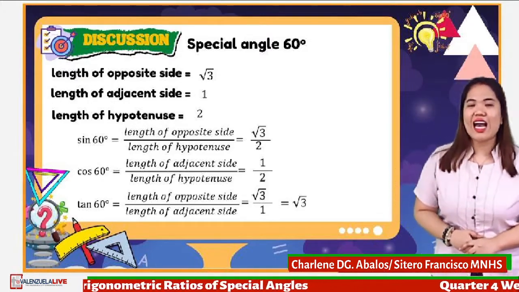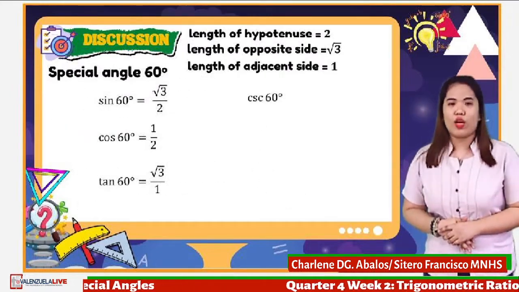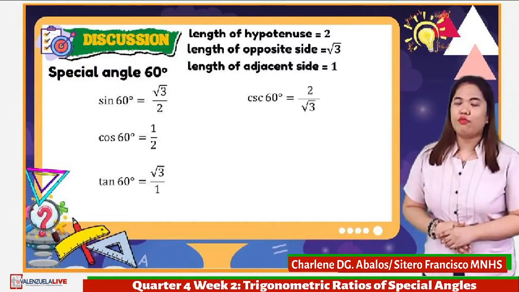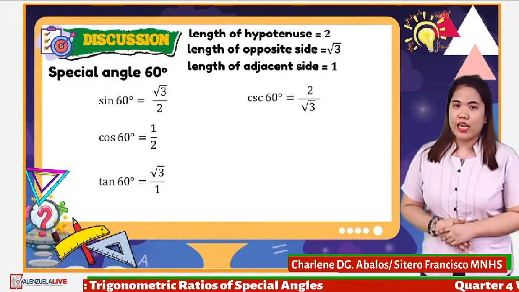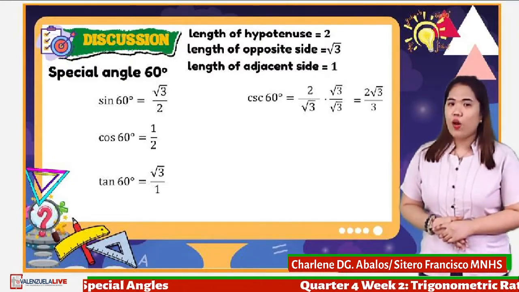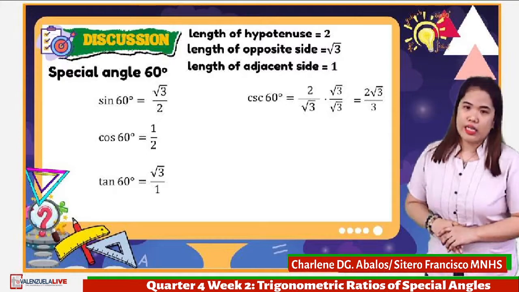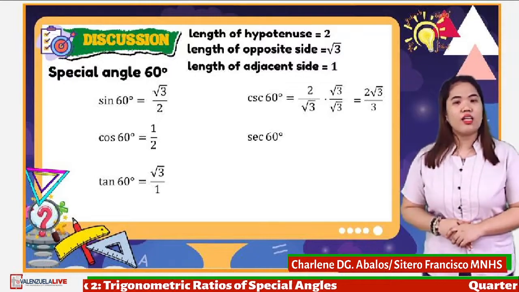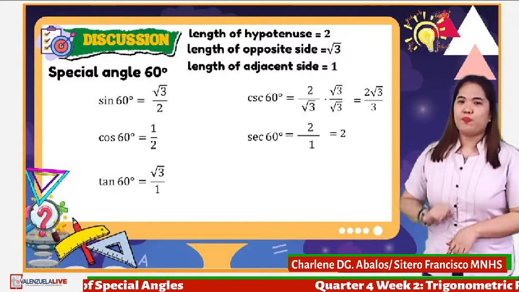Let's find cosecant 60 degrees. Since cosecant is the reciprocal of sine ratio, therefore it is 2 over square root of 3. Rationalize by multiplying both sides of the ratio by square root of 3, it will be 2 square root of 3 over 3. That is why cosecant 60 degrees is 2 square root of 3 over 3. Secant 60 degrees is the reciprocal of cosine 60 degrees, so it will be 2 over 1 or simply 2.